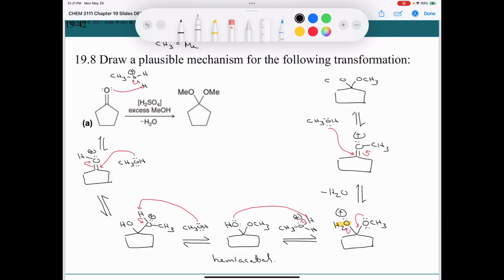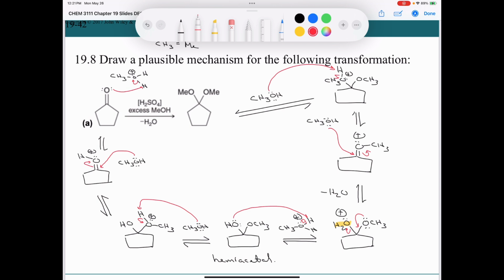Now I've got OCH3 here as well, but it's protonated, isn't it? Right, so it's going to have a positive charge. And so to get to the final product, the very end of the road, what's going to happen is my methanol is going to come along and it's going to pull off that acidic proton. And there you go. That's the end of the mechanism.